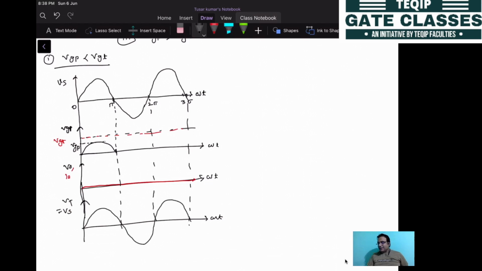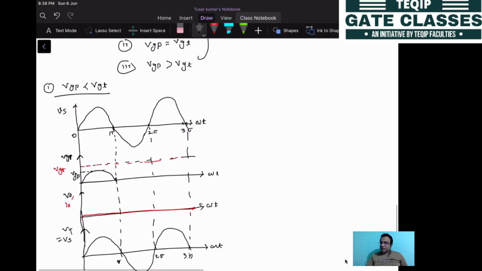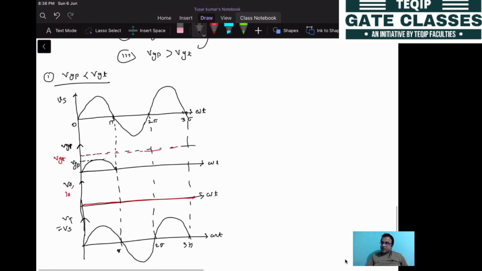So it will be like this. This is pi, this is 2 pi, this is 3 pi. This is the case where we are not able to switch on the device because VGP is less than VGT. Now let's take the second case.